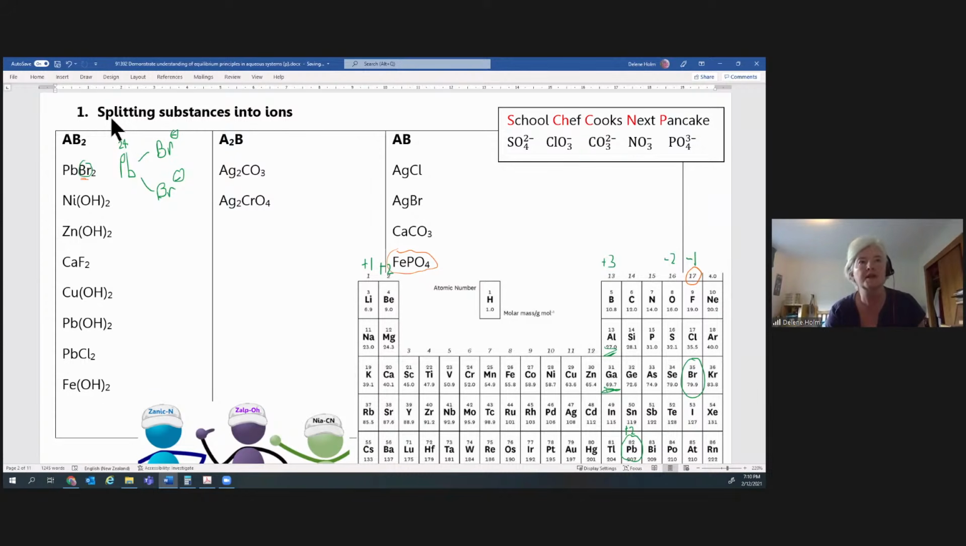If you've got complex ions or polyatomic ions like carbonate or hydroxide, you just have to learn them. One way is, I've got this mnemonic if you want to learn how many oxygens are in a polyatomic ion and the charge. This only applies for 8 compounds, so sulfate, chlorate, carbonate, nitrate, phosphate. And as a mnemonic, you can think of school chef cooks next pancake.